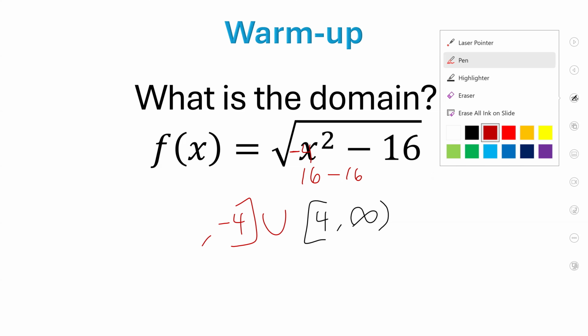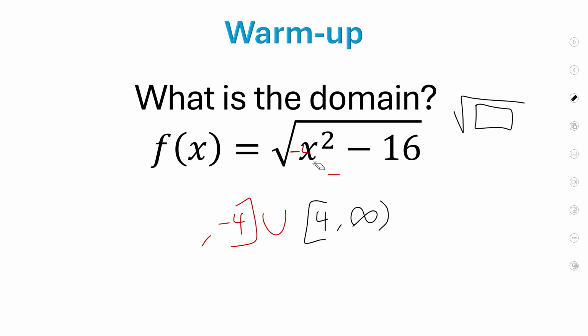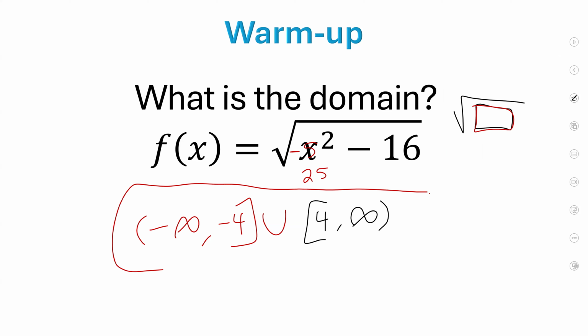Now, let's think for a moment. Can we plug in a -5? What's -5 times -5? A positive 25. So going this way, we will also have positive numbers under this square root symbol. Okay? So this is your domain.